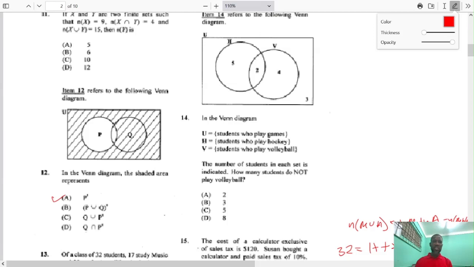So if we're going to talk about the students who do not play volleyball, then we have to take into consideration those that are not in it. So if we look here, these are not in volleyball. These here are not in volleyball, right? And these on the outside are not in volleyball. So how many students do not play volleyball? It becomes 5, those in H only, plus those who do not play either sport. So 5 plus 3 will give us 8. So our answer here is 8, which is D. So D is our answer here.